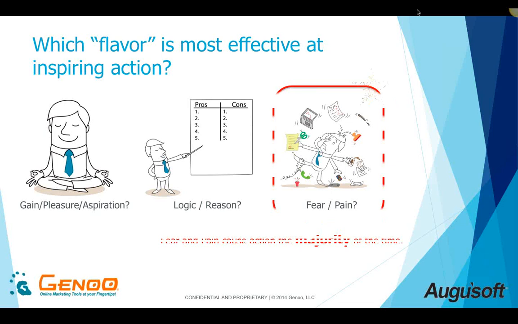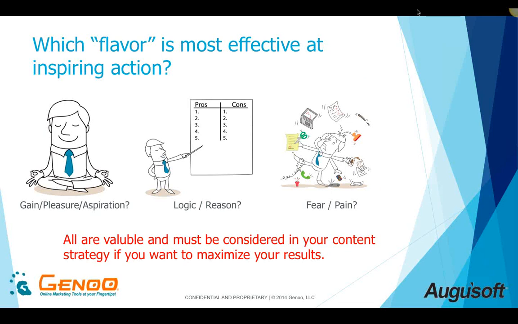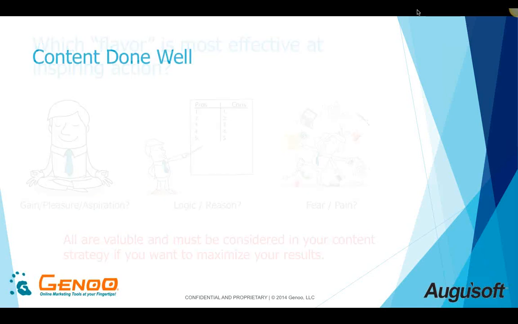So all three of these kinds of content or flavors of content are valuable and have to be considered in your content strategy if you want to maximize your results. Okay? So content done well has to connect at an emotional level. And it's appropriate given where the lead is in their buying process. So in their journey of what they want to do, the content you give them has to resonate with where they are. And you must guide the leads in their buying journey.